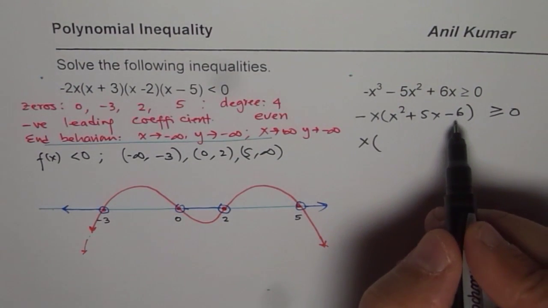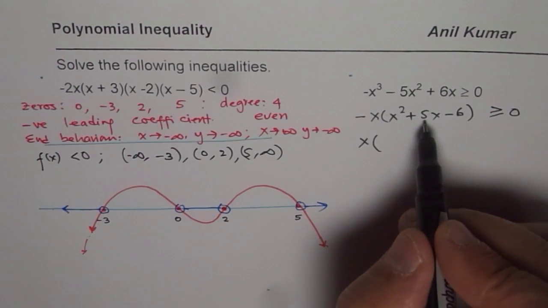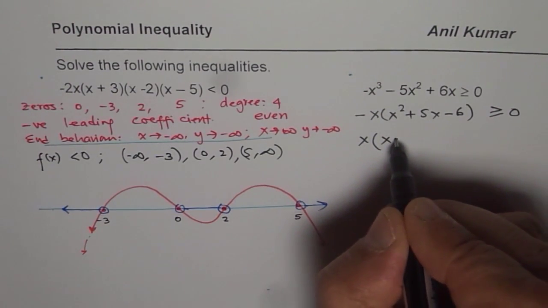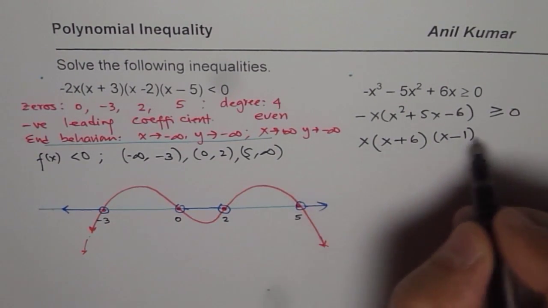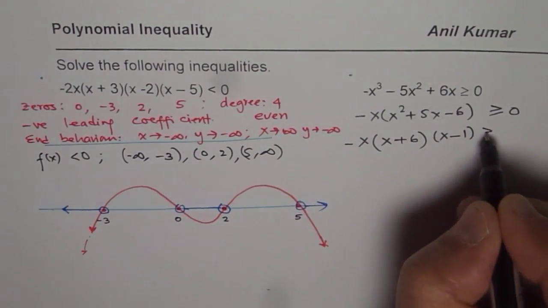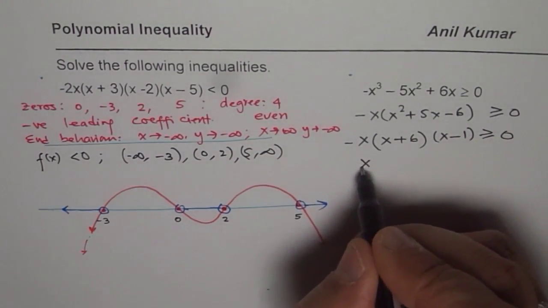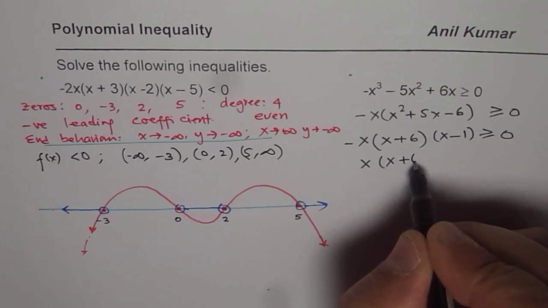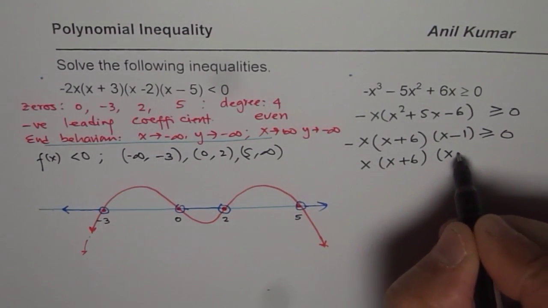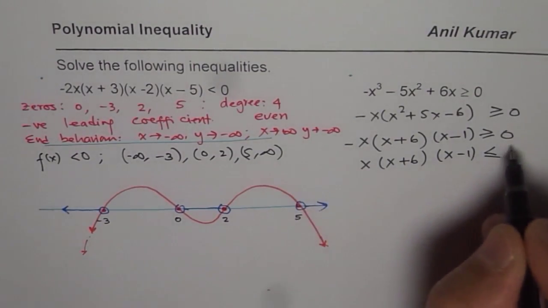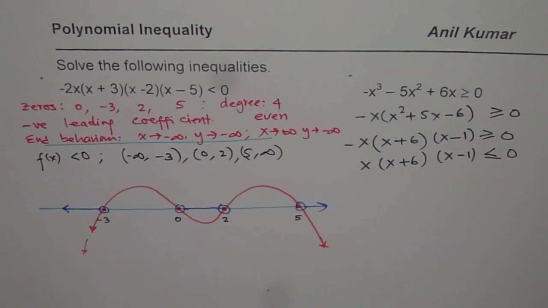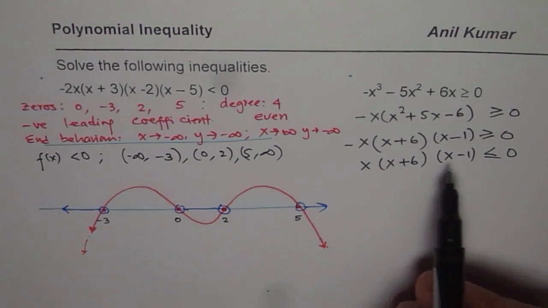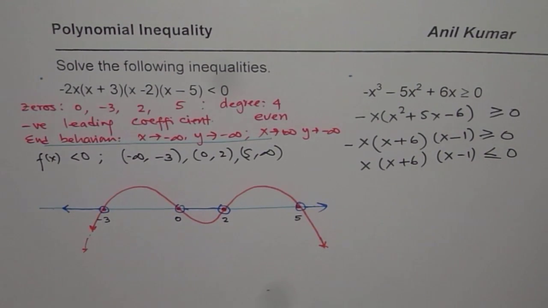We are looking for a product of minus 6 and a sum of plus 5. So we write this as (x plus 6) times (x minus 1). For the time being, let me keep it minus, and in the next step I'll make it positive. And then x times (x plus 6) times (x minus 1), changing the sign since I'm multiplying by negative, so it becomes less than or equal to 0. So I again made it less than or equal to 0. Now you can graph this function and then get your answer.